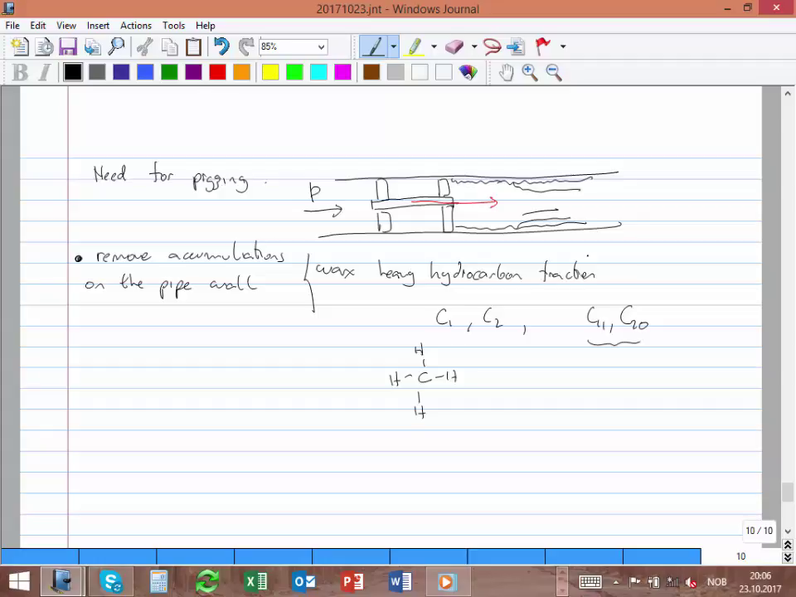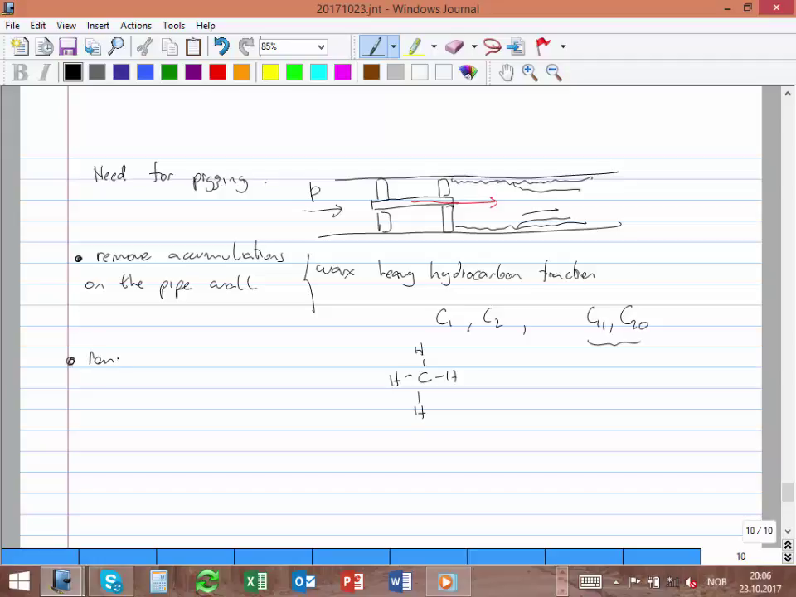And they have a tendency to deposit in the coldest place in the pipe. And the coldest place is the wall, okay? So they will have a tendency to come out of the liquid and then start depositing on the wall at a certain temperature. So that's to remove wax. So that's how I make pigging.